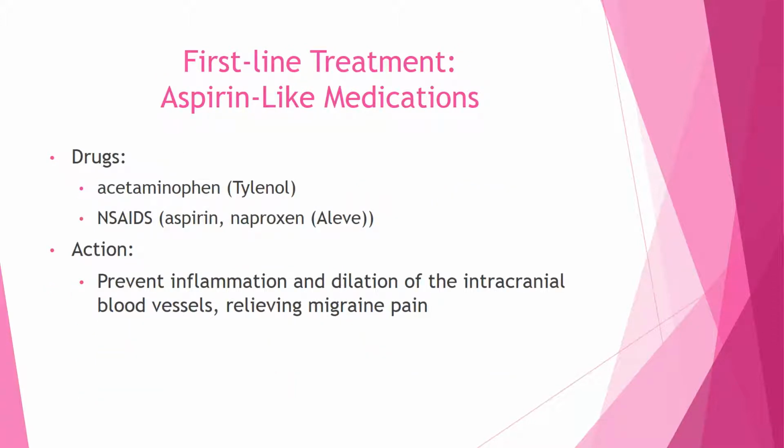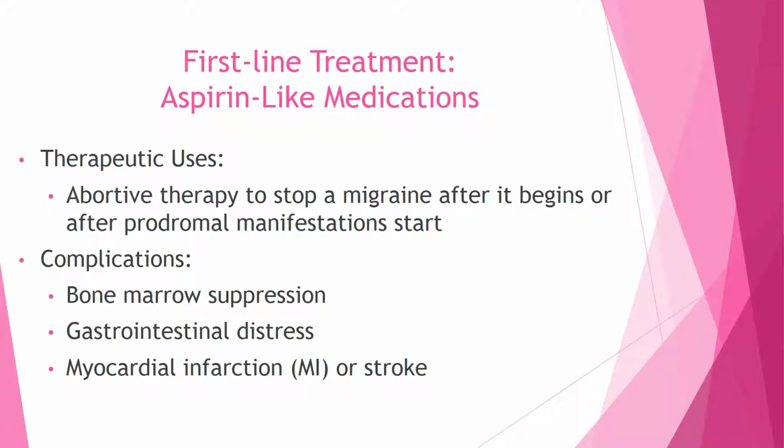Okay, so your first line treatment is your aspirin-like medication, so acetaminophen, Tylenol, NSAIDs, so your aspirin, naproxen, Aleve. The action of this is to prevent that inflammation and dilation of those intracranial blood vessels, once again relieving that migraine. Therapeutic use is abortive therapy to stop a migraine after it begins and after prodromal manifestations have started. So they have those auras that occur before their migraine actually starts.